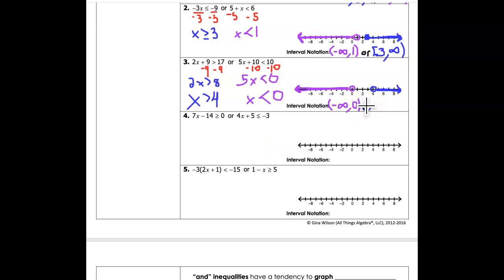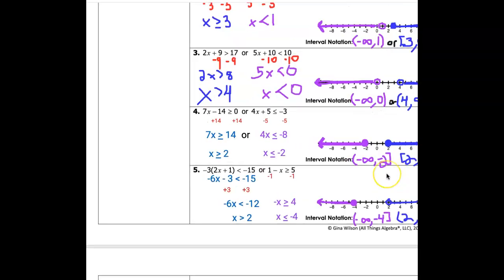Or for the second part, our smallest value for this blue part of our inequality is 4, but again, it's not included, so it gets a parentheses. And then it goes to the right forever, so that'll give us infinity. All right, so those are the steps we follow for these OR inequalities. Take a couple minutes, try out 4 and try out 5, and then check and see how you do.